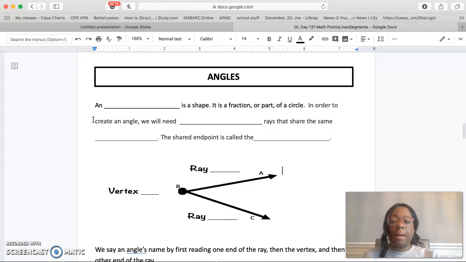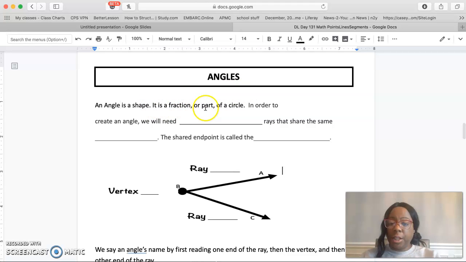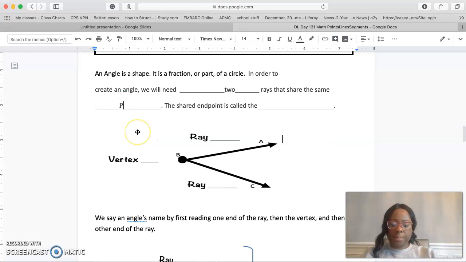Let's look at our next topic, angles. Now, an angle is a shape that is a fraction or a part of a circle. In order to create an angle, we will need two rays that share the same point. Now, the shared endpoint is called the vertex.